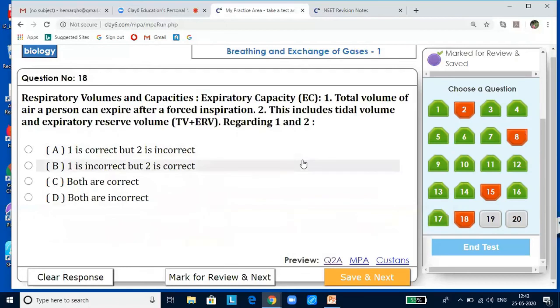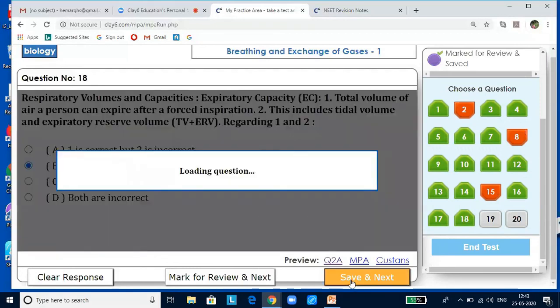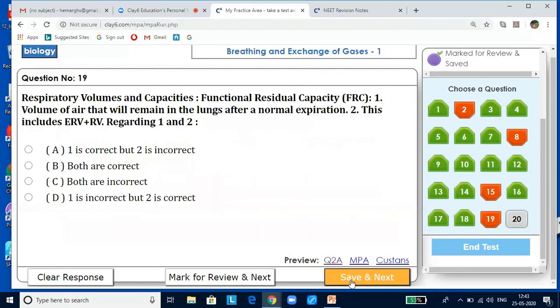Expiratory capacity, total volume of air a person can expire after a forced inspiration. That is wrong. It includes tidal volume and expiratory reserve volume. One is incorrect, but two is correct. Functional residual capacity, the volume of air that will remain in the lungs after a normal expiration, true. This includes ERV plus RV. Regarding 1 and 2, both are correct.